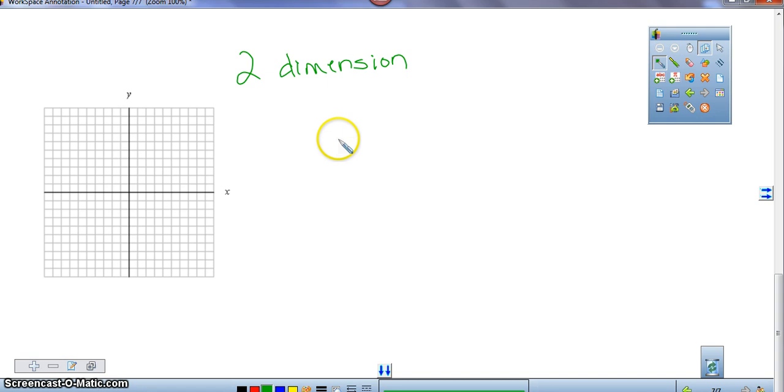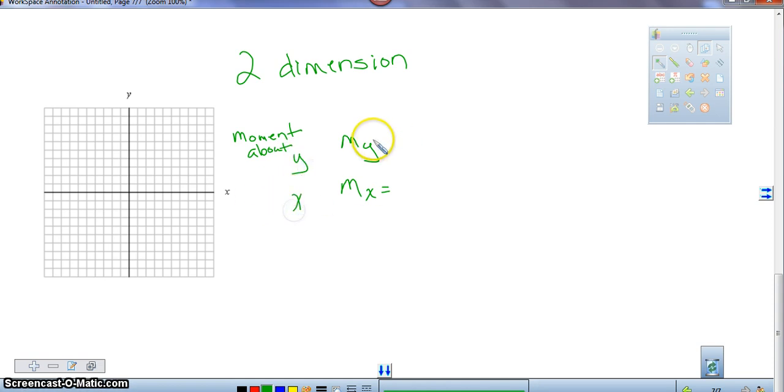What you need to remember with your coordinate plane problems is that you have a moment about the y-axis and you have a moment about the x-axis. So this is moment about the y, and then this one would be about the x. So m sub y and m sub x. My moment about the y-axis is equal to m1 times x1 plus m2 times x2, and it keeps going with however many you have. So we'll say mn times xn.